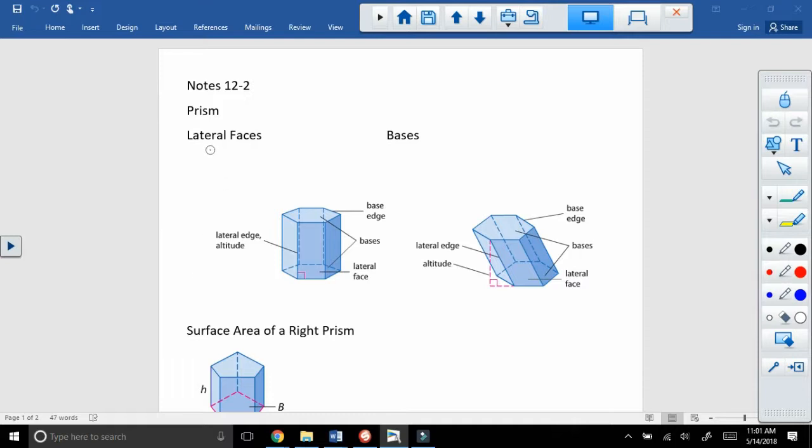Okay, so what we're doing today is looking at prisms. A prism, by definition, is a solid with two congruent bases. And the other sides are rectangles, or the other faces are rectangles. I don't like to get into this as much as the book does.